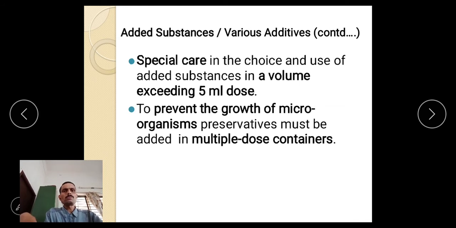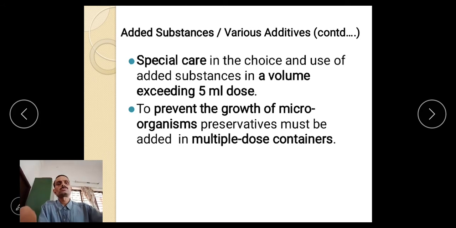To prevent the growth of microorganisms, preservatives must be added in multiple dose containers, like diclofenac sodium injections. From one vial, the drug is given to many patients. They are called multiple dose containers. For every patient 1 ml is given from that particular vial. So whenever you are withdrawing from that vial, there is a chance of contamination of the vial. That is why we have to add preservatives to prevent the growth of microorganisms.